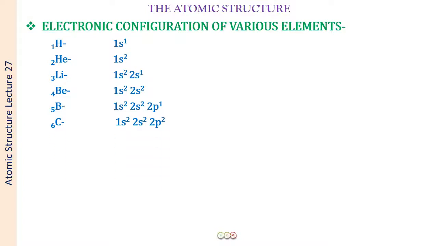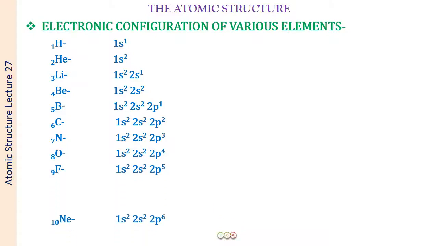We have carbon, which is going to be 1s2, 2s2, 2p2. And I hope you will remember that this 2p2 is not going into one orbital, but will be going into different orbitals, 2px1, 2py1. Then we have nitrogen, 1s2, 2s2, 2p3. Oxygen having 1s2, 2s2, 2p4, fluorine having 1s2, 2s2, 2p5, and neon, the noble gas, where the electronic configuration for the second shell is complete. So this is 1s2, 2s2, 2p6.